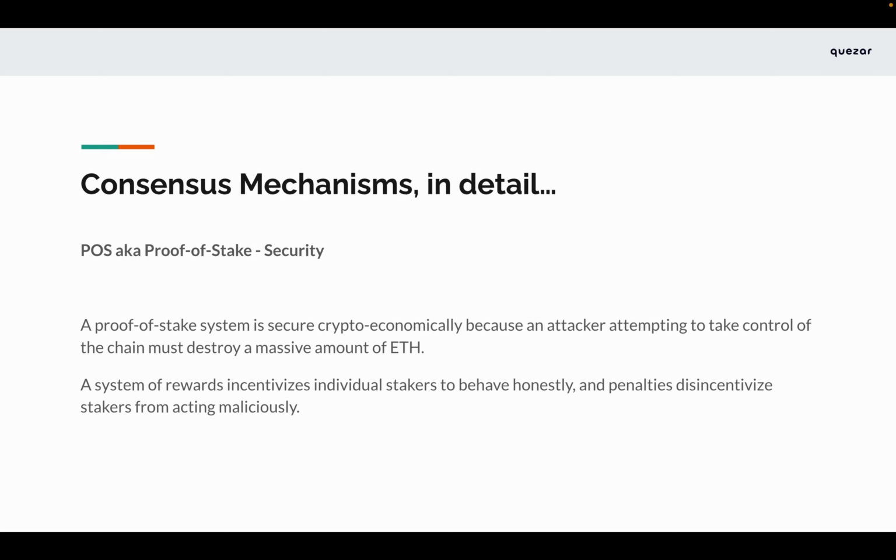The security of a proof of stake system comes from its crypto-economic design, which incentivizes the stakers to behave honestly and penalizes any malicious activity on the network. So, any hacker trying to take control of the chain would have to destroy a large amount of ETH, and it would not make any economic sense for them to be hacking the network.